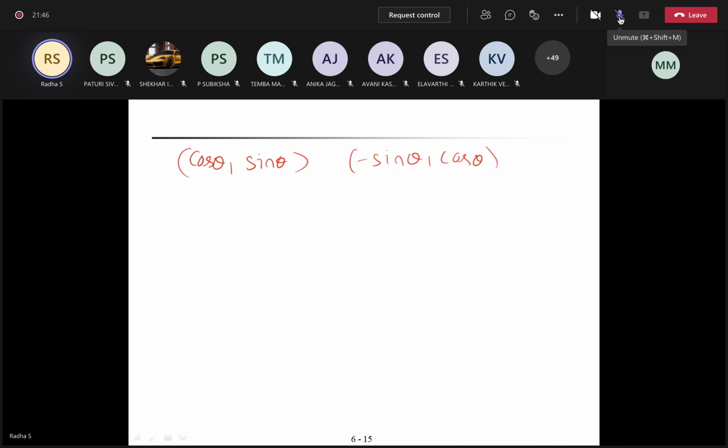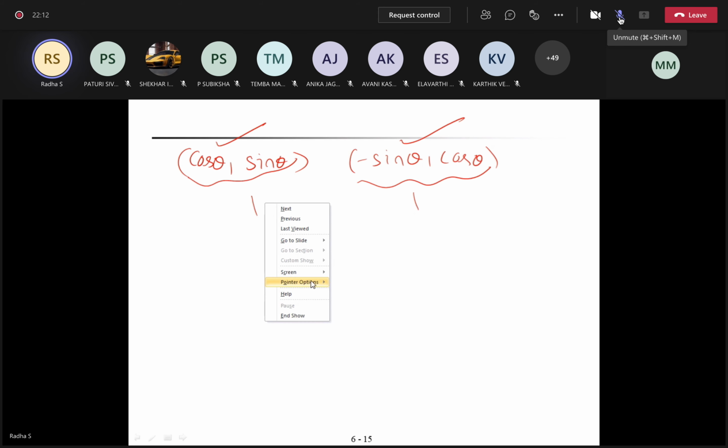You have studied this in your ADD course, right? Dot product of two vectors. 0. If you find the magnitude of each vector, what is it? Root of cos square theta plus sin square theta, which is 1. They are orthogonal and moreover they are orthonormal. You have studied this in your matrices. Orthonormal vectors.